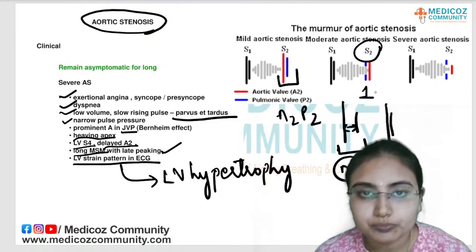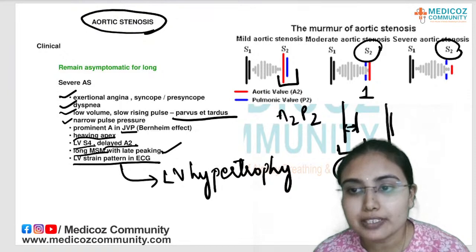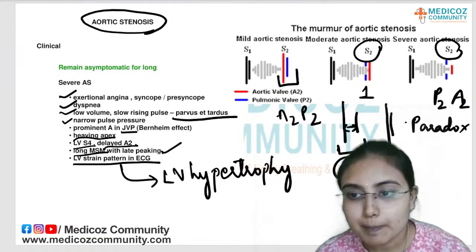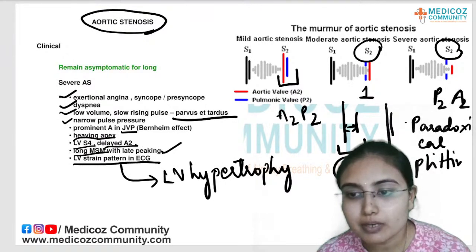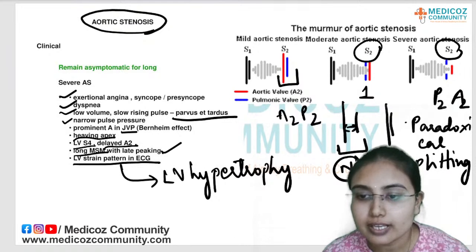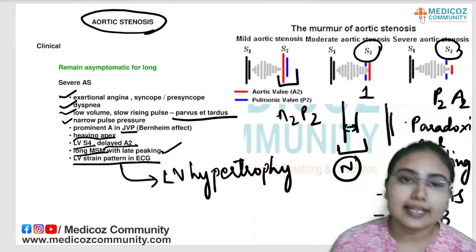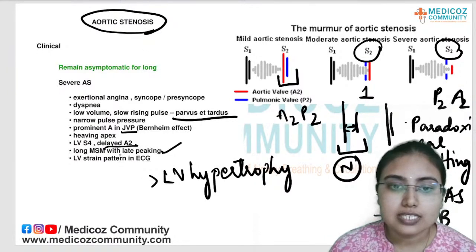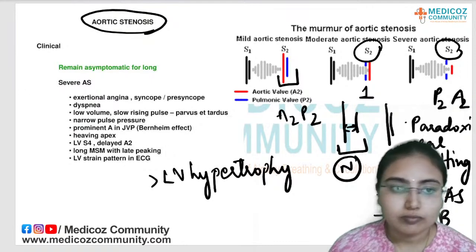There is no A2P2. When it becomes severe, what happens? The P2 arrives first and then the A2 arrives. This is known as paradoxical splitting. Please remember what are the causes of paradoxical splitting, my dear students? One is severe AS and it is also seen in left bundle branch block. So I want you to remember signs of severe aortic stenosis and I want you to remember paradoxical splitting of S2.